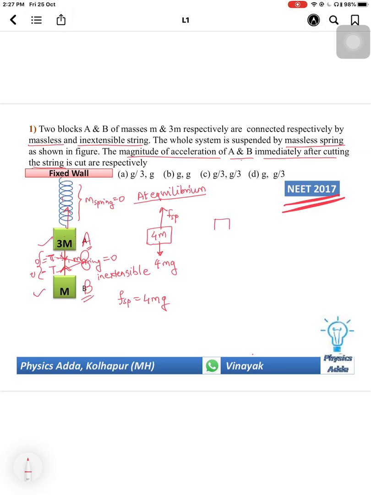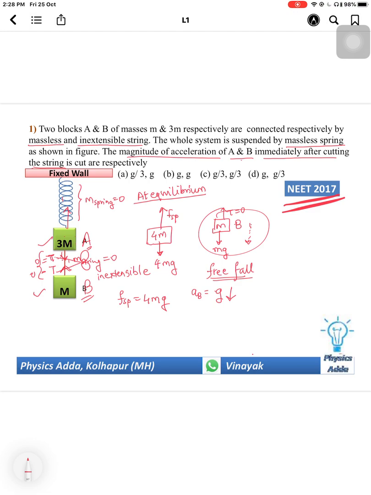So if I am drawing the free body diagram of individual blocks, first block B of mass m, then the force due to gravity will be mg. If I am cutting the string, then the tension force will be 0. So again there will be free fall of the body, free fall due to gravity. So this body will move downward, block B will move downward. So what will be the acceleration of block B? It will be the acceleration of free fall. What is the acceleration of free fall? It's g in the downwards direction, right?